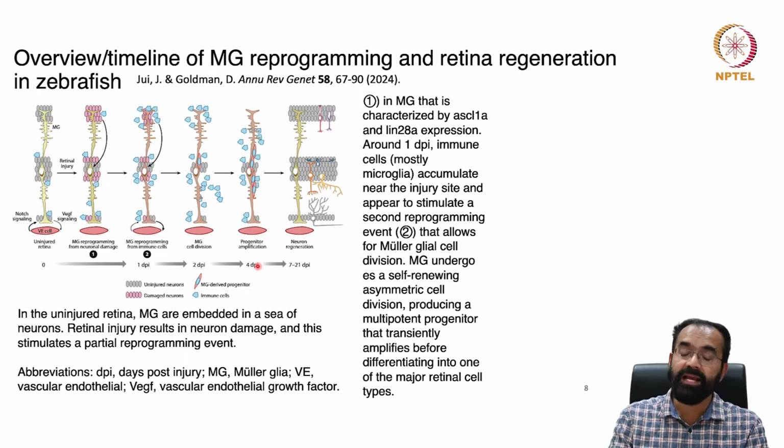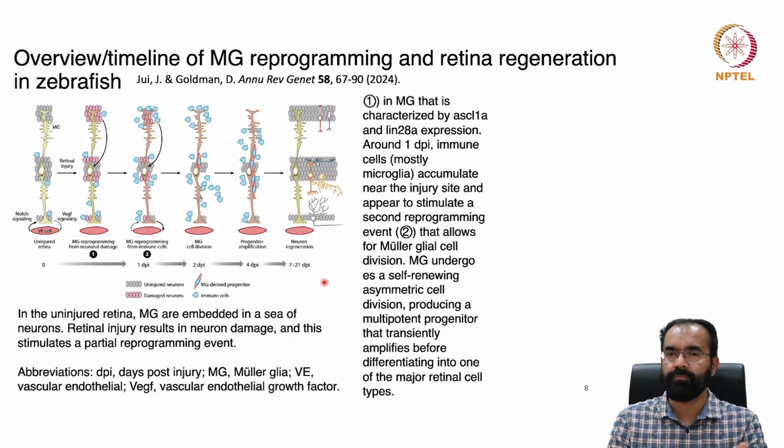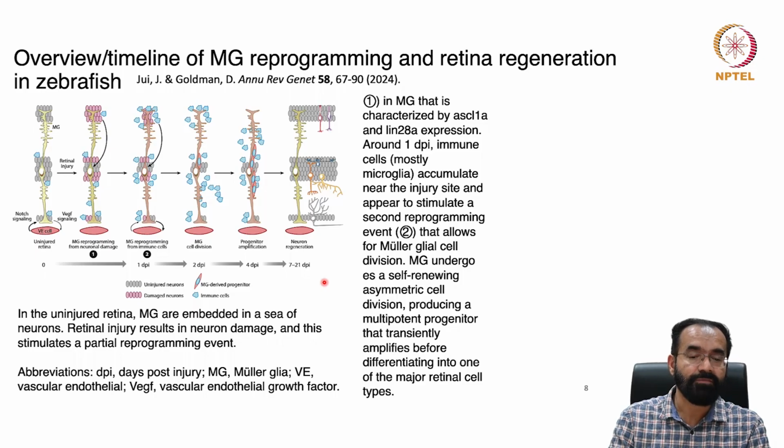MG undergo a self-renewing asymmetric cell division, producing a multipotent progenitor that transiently amplifies before differentiating into one of the major retinal cell types. Because the retina has got 6 retinal neurons and 1 glia type, it can give rise to any of them, based on the demand, based on the need. So this is what you should keep in mind, that this is a multi-step process.